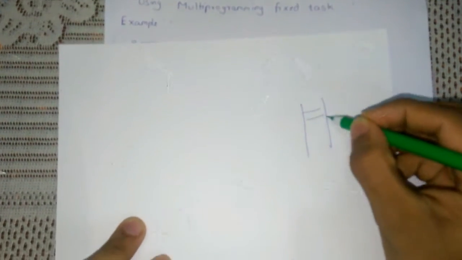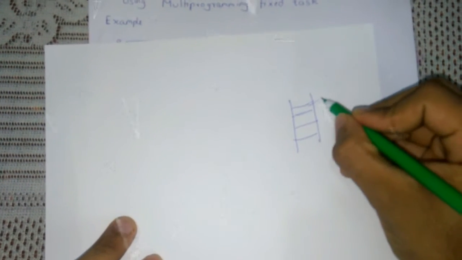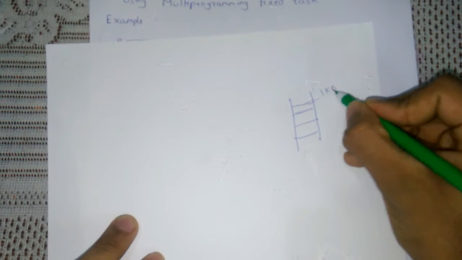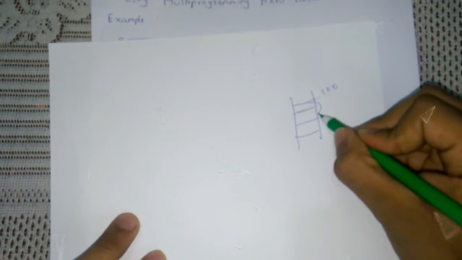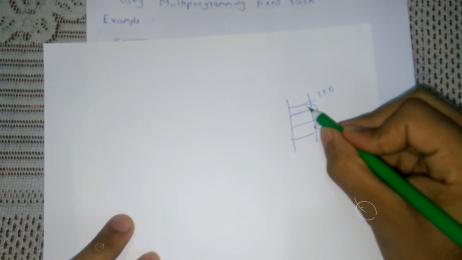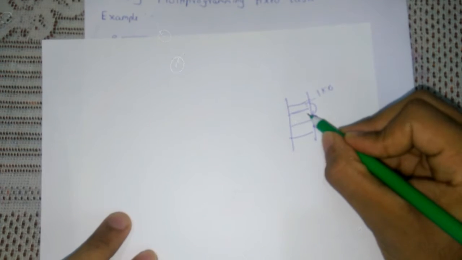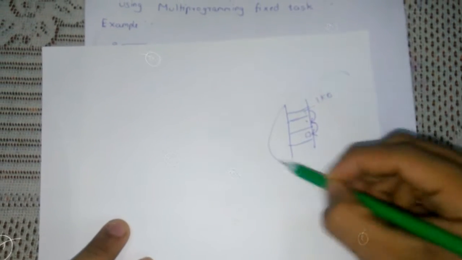Suppose, consider this is a memory. If this is a block of memory of 1 KB, then contiguous means that instantly after that one block, another block of memory comes, and then after this, another block of memory comes. This is known as continuous in nature, that is, contiguous memory.